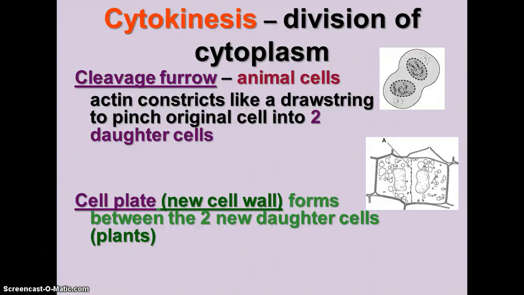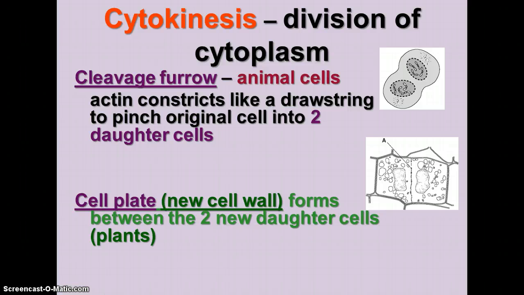In plant cells, it happens differently because plants, remember, have a cell wall. And so they have a formation of a cell plate, which forms between the two new daughter cells. It looks a little bit different. Rather than pinching off, you have the development of this cell plate in between that will separate the daughter cells from each other. There are videos following this that are going to show you animal cell cytokinesis and plant cell cytokinesis.